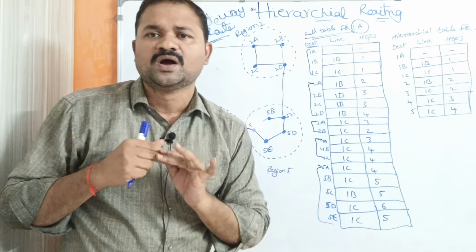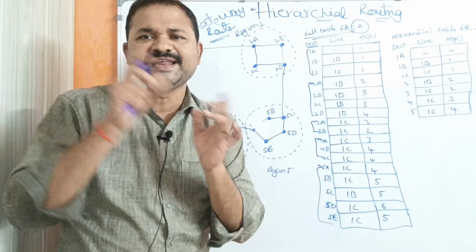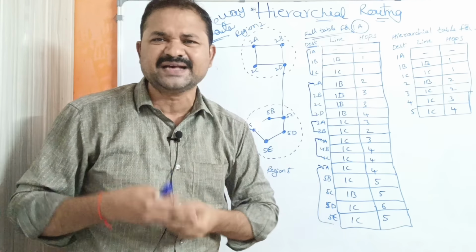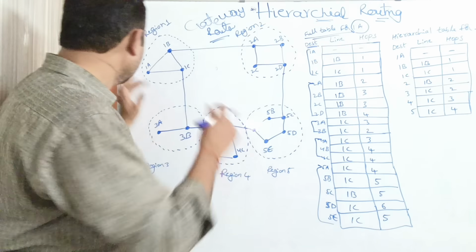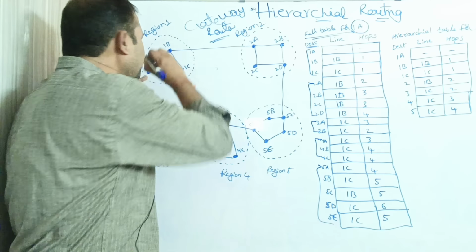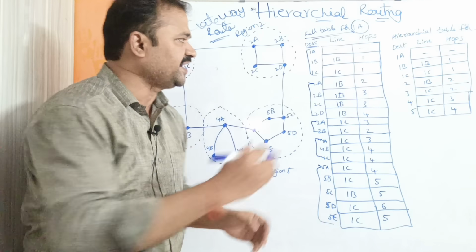Generally, what is a hop? Hop is nothing but a router. So there is no difference between hop and router. Here, hop, we can also call a link or edge. So 1A to 1B, how many links? Here we have only one link. That's why we have written 1 here.